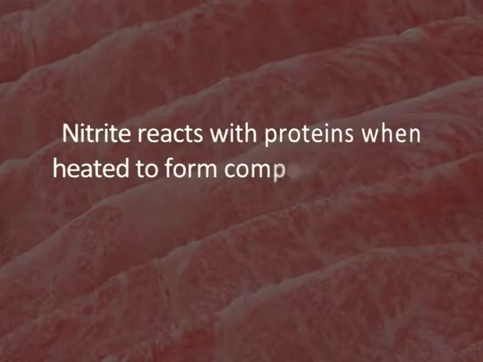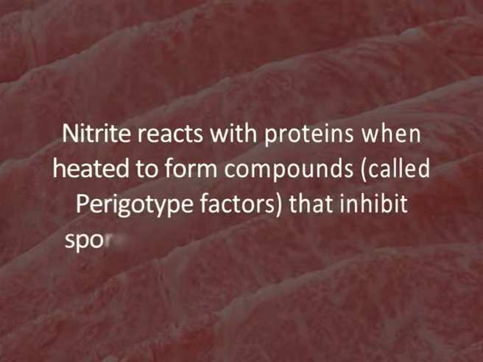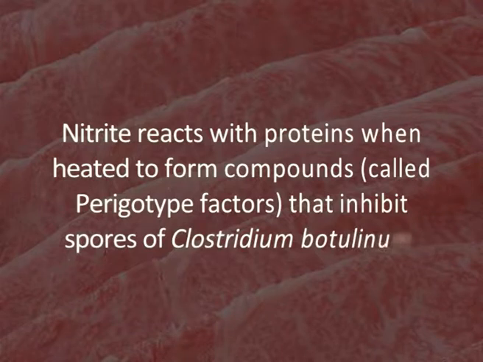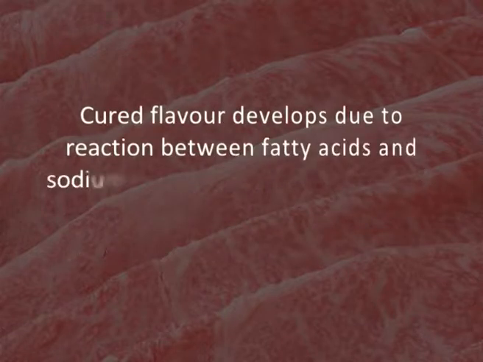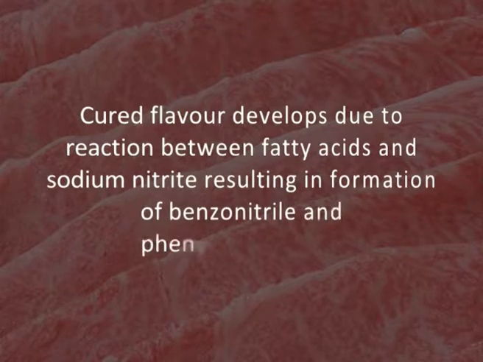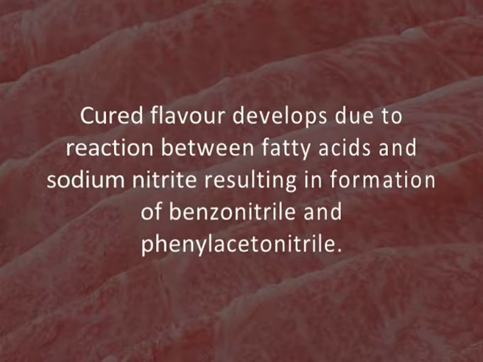In addition to the color role, nitrates and nitrites have a pronounced effect on flavor. They further affect flavor by acting as powerful antioxidants. Antioxidants are compounds that prevent the development of oxidative rancidity, which would reduce the keeping quality. Nitrite also reacts with proteins when heated to form compounds called pedigo-type factors that inhibit the development of spores of Clostridium botulinum, the cause of botulism, the most serious type of food poisoning. Cured flavor develops due to reaction between fatty acids and sodium nitrite, resulting in the formation of benzonitrile and phenyl acetonitrile.